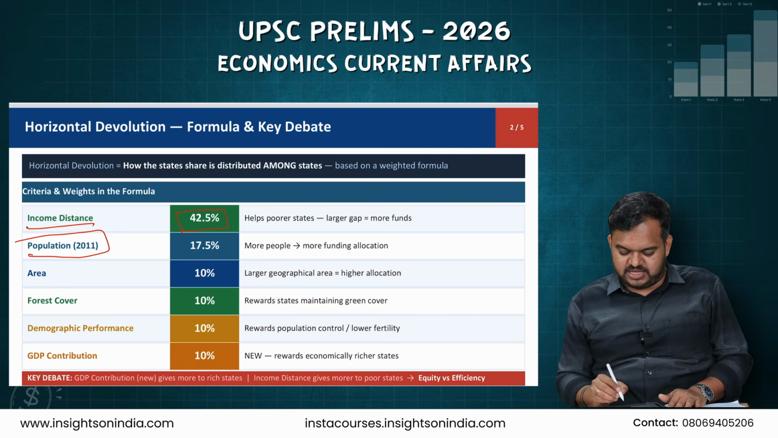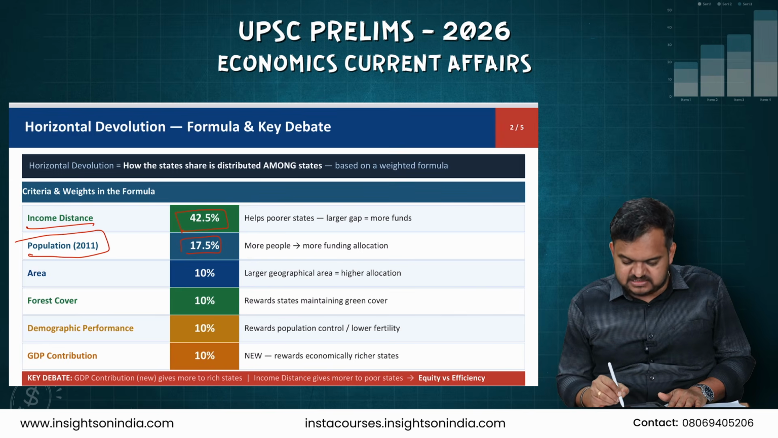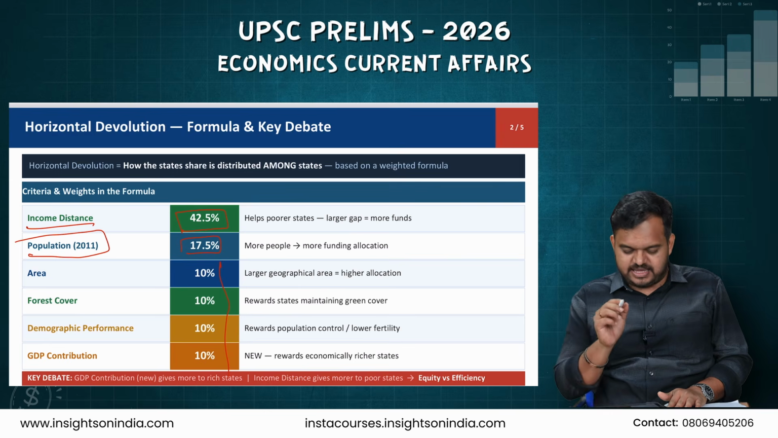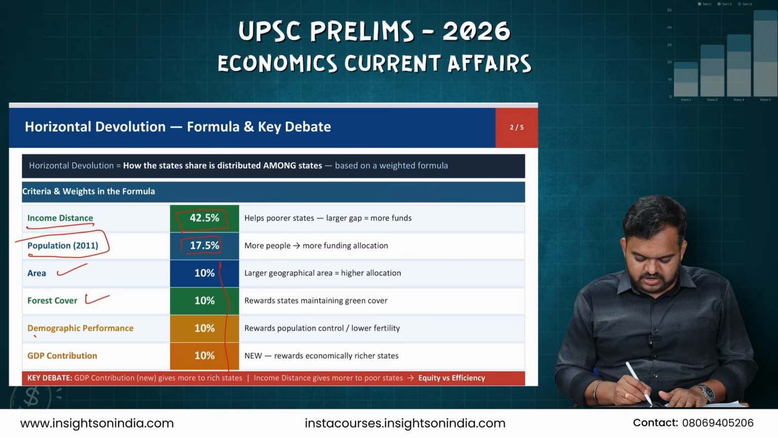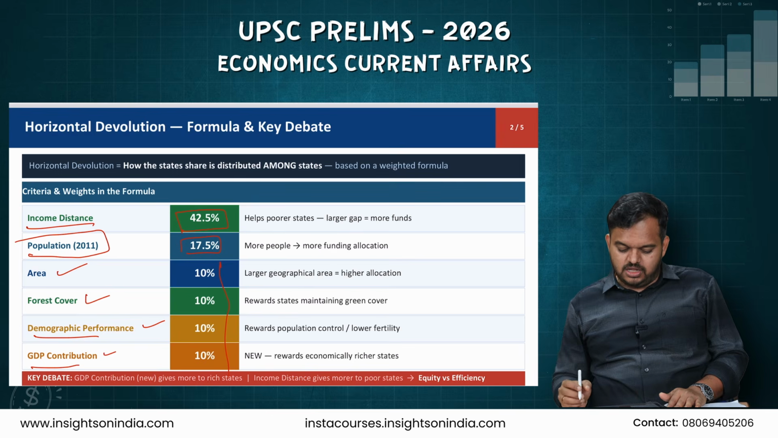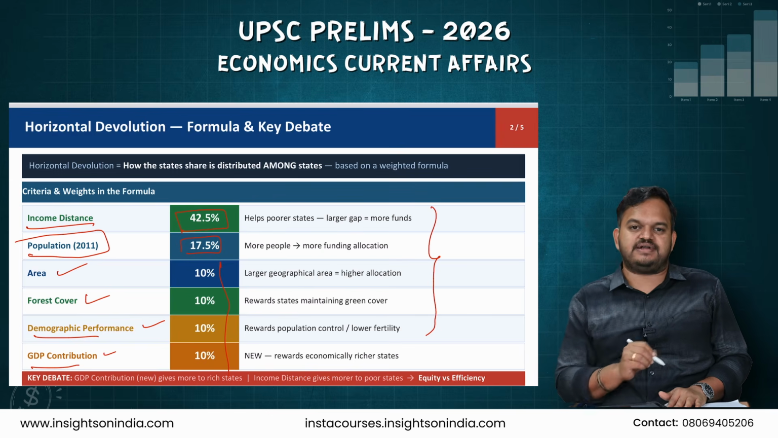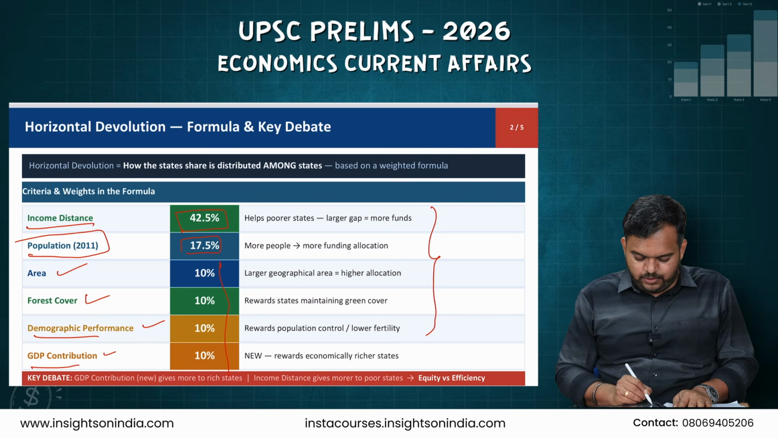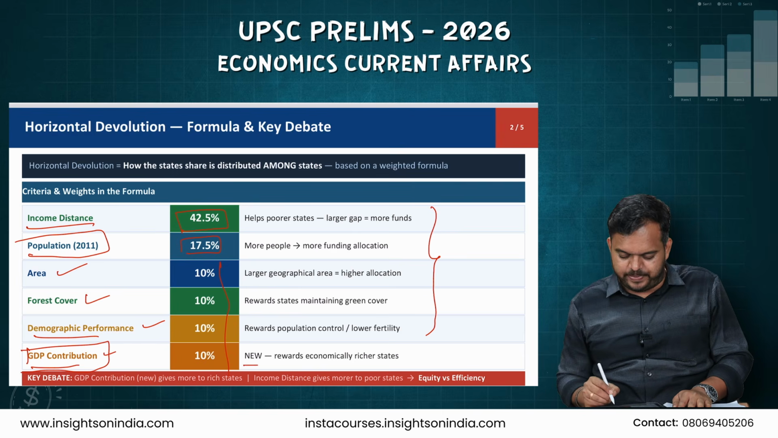2011 population will be given 17.5% of weightage. Only these two weightages are different. Rest all 10%. Easy to remember. Which are they? Area, forest cover, demographic performance, GDP contribution. So these five were already there. These five parameters were already considered in the erstwhile Finance Commissions as well. But only one new parameter is introduced, that is GDP contribution.